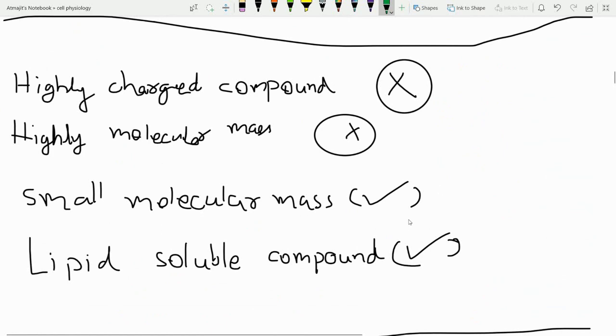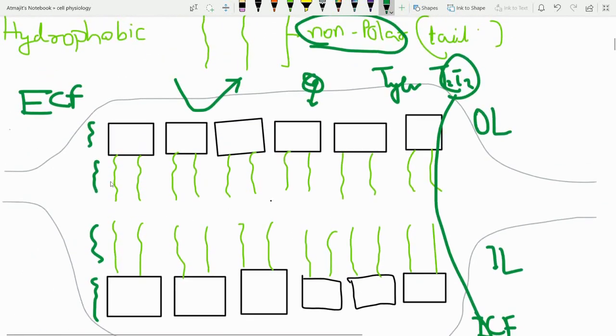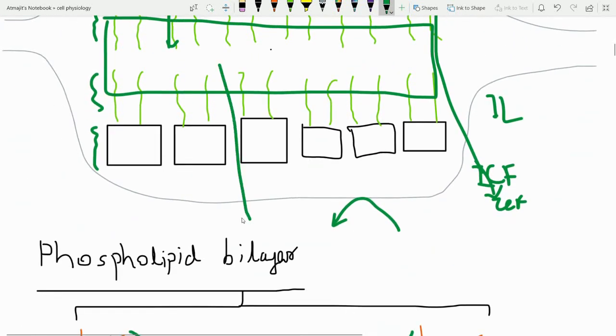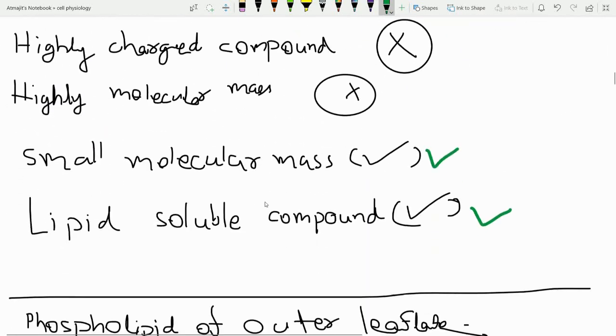So small molecular mass compounds can pass. Lipid soluble compounds can also pass because the inner surface of these layers is lipid soluble. So a lipid soluble compound can mix with the cell membrane and then pass towards the intracellular fluid.